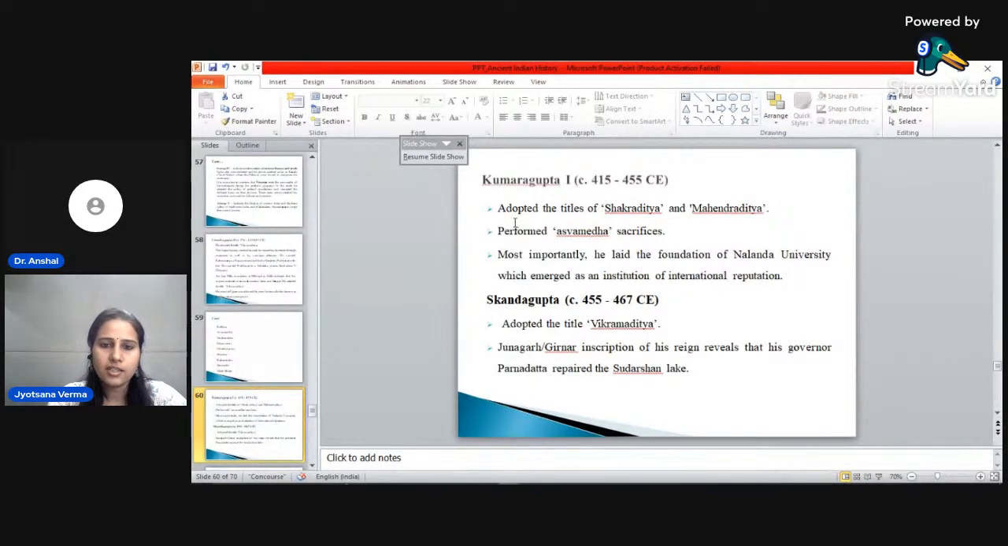And next, Skandagupta, he also adopted the title of Vikramaditya. The Junagarh inscription of his reign revealed that his governor Pranapat repaired the Sudarshan Lake. Basically, he repaired the Sudarshan Lake that is also situated in Junagarh, Gujarat. So he was also interested in public welfare work.